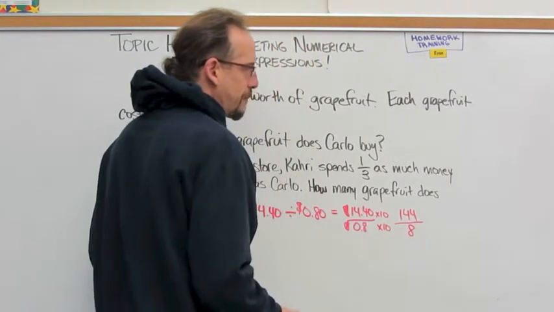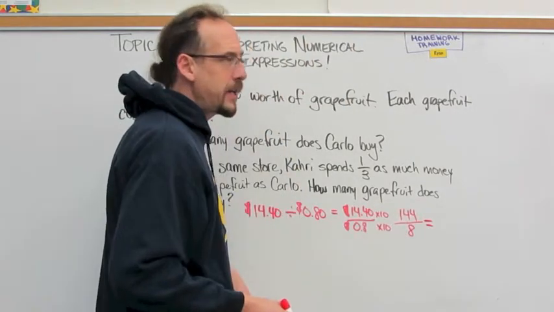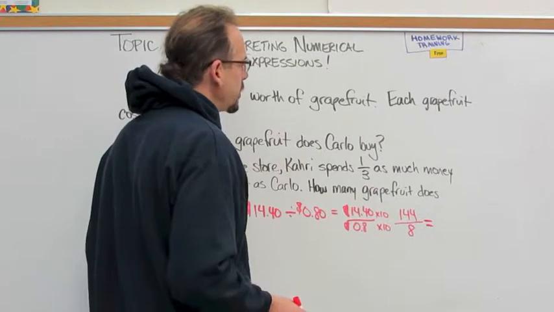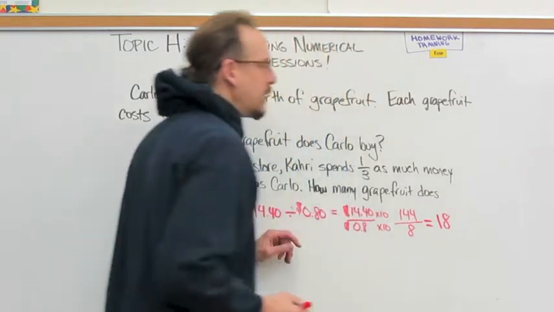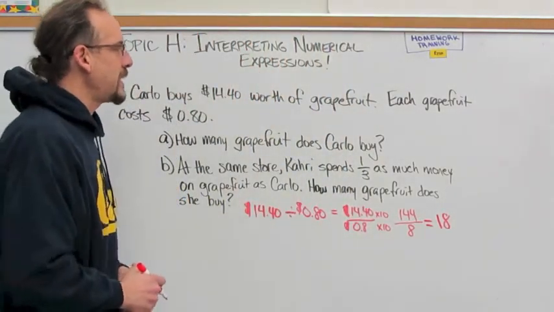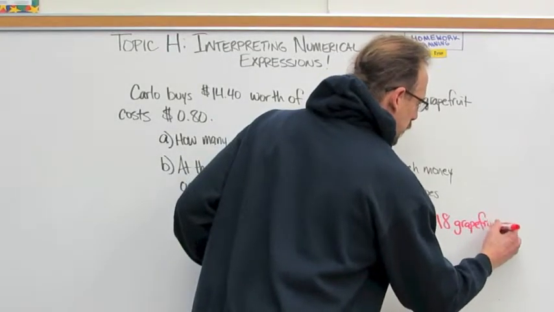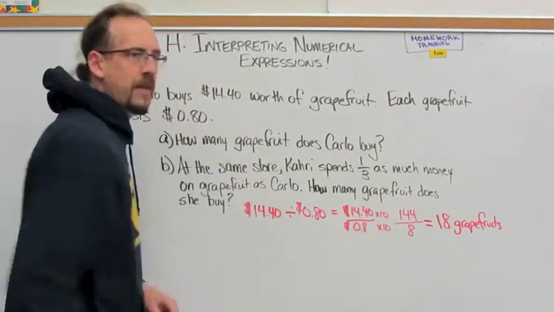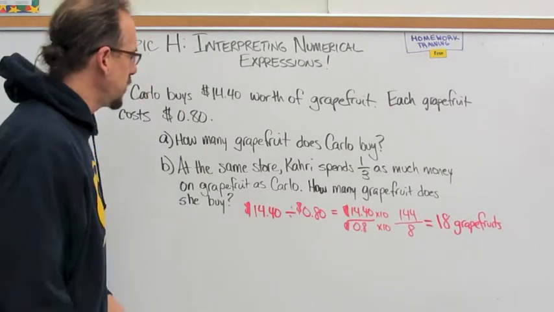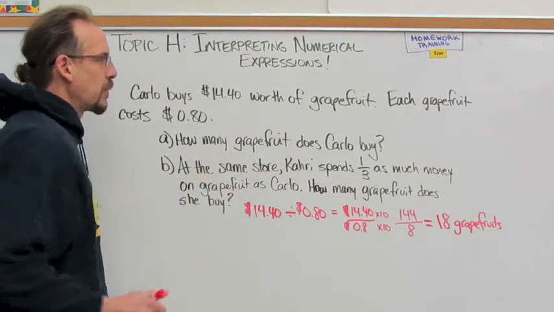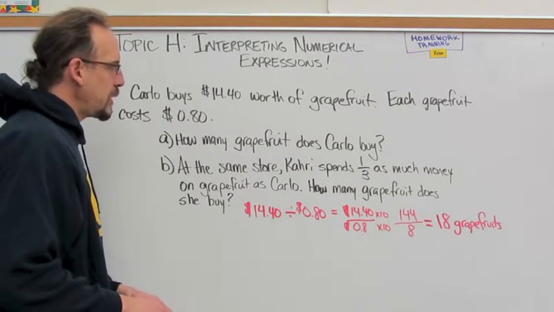Divided by 8. And when I divide that out, I think how many 8s are in 140? I'm decomposing to figure that out, and I would get 18 grapefruits. So simply by using this method that we talked about before, getting the decimal out of the denominator, I can easily do that division. Then I can answer B. At the same store, Kari spends 1/3 as much money on grapefruits as Carlo. How many grapefruits does she buy?